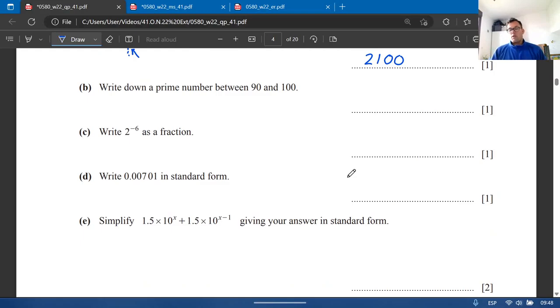All right, prime number between 90 and 100. A number that can only be divided by one and itself. What could that be? Okay, 91 is my guess. It won't be an even number because they can all be divided by 2. It won't be 93 because you can divide it by 3. You can divide 90 by 3 and 3 by 3. It won't be 95, divided by 5. Could be 97, won't be 99. So 91 is my guess, and you can always do trial and error.